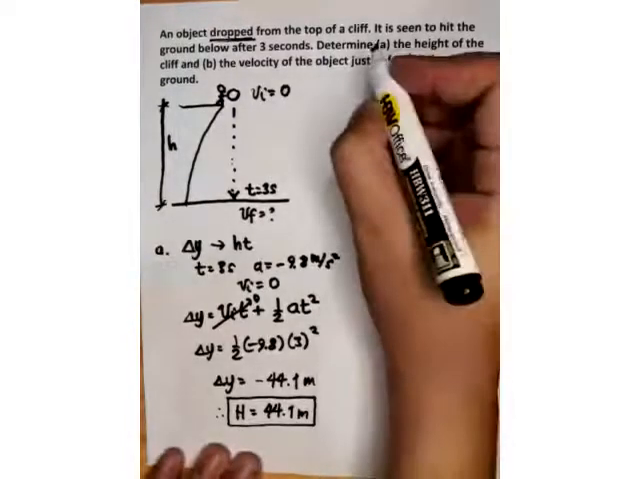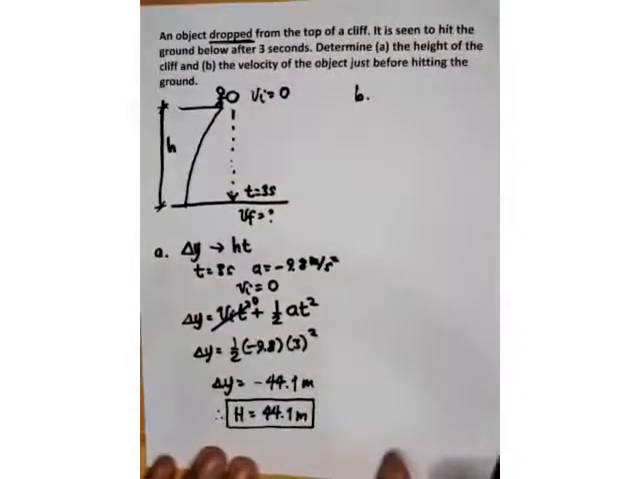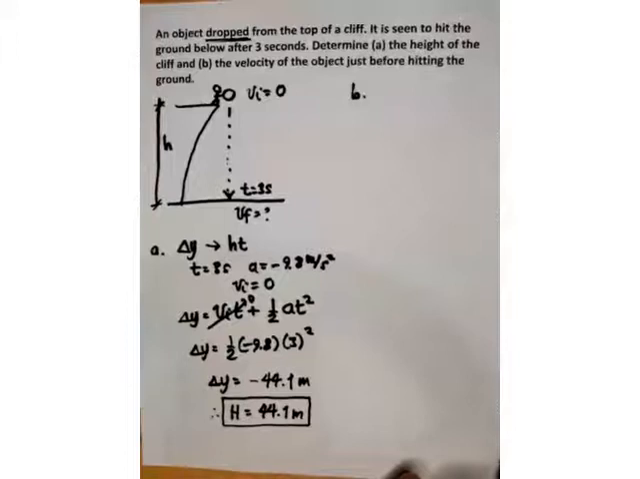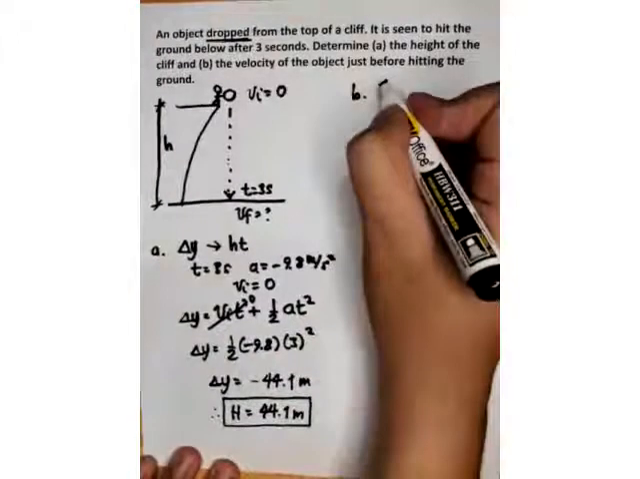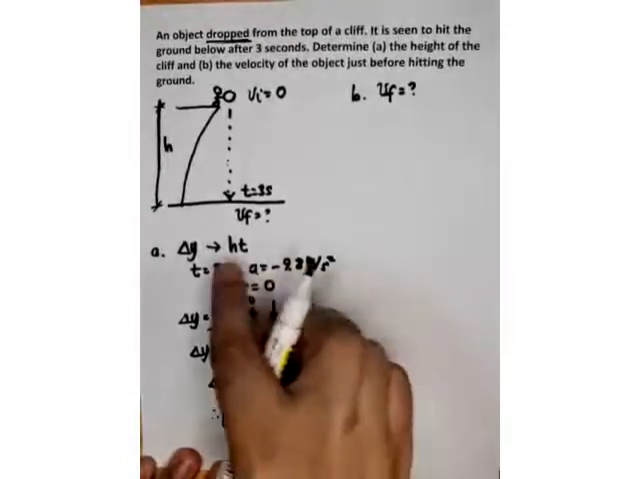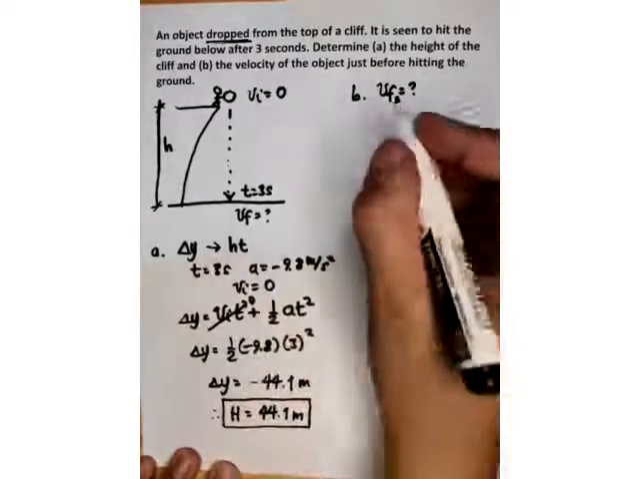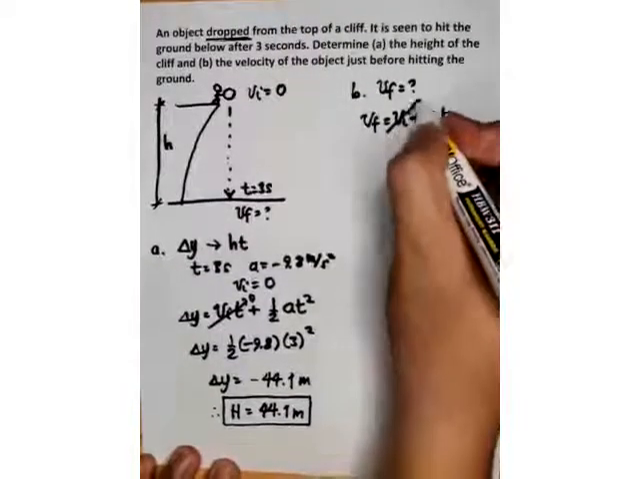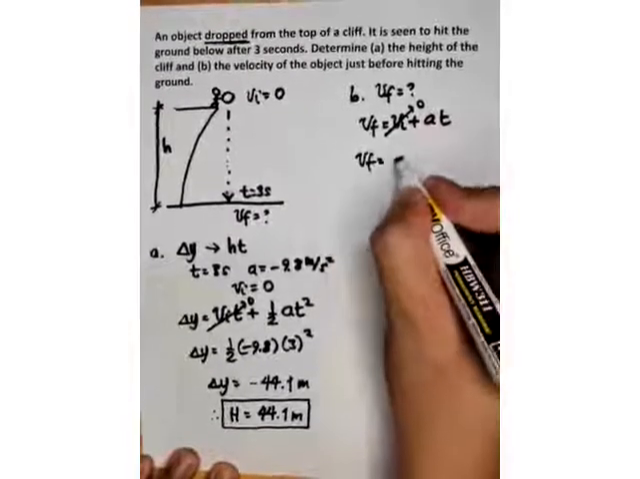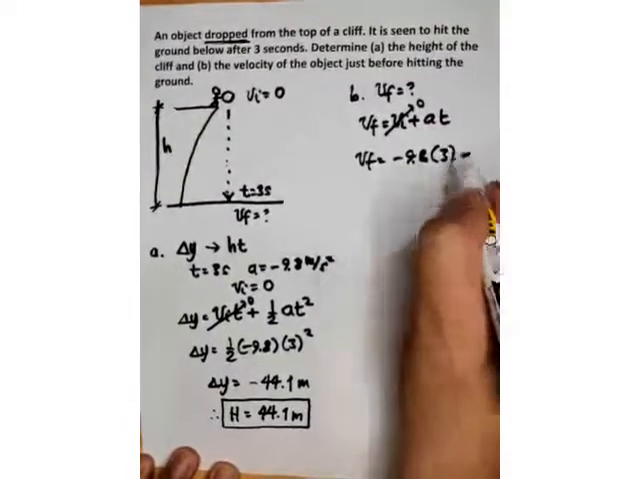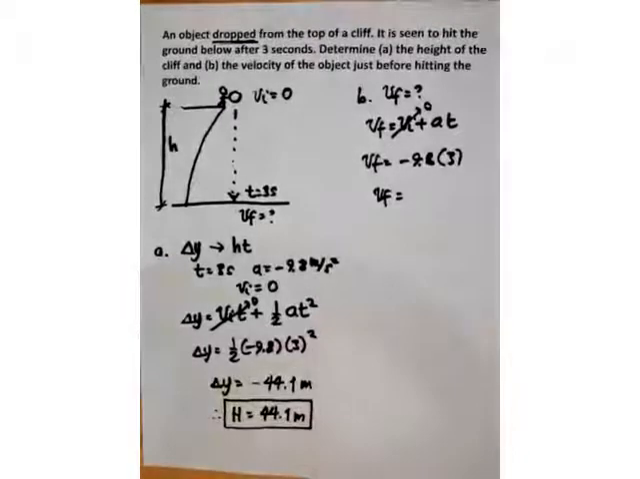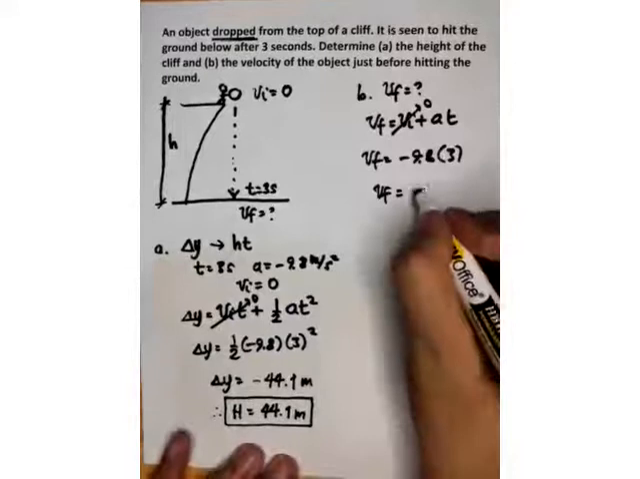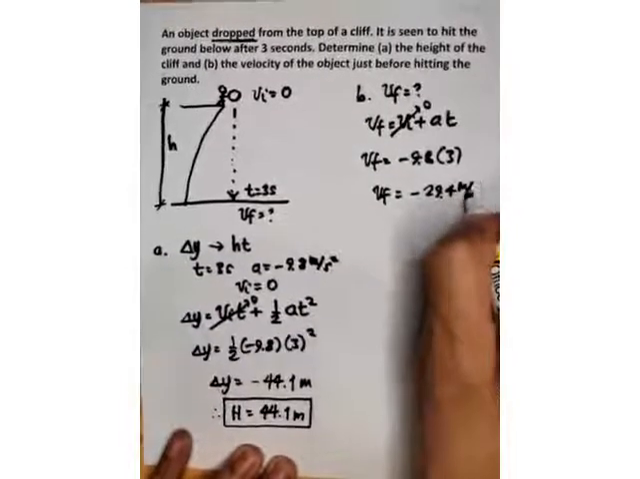Okay? Letter B. What is the velocity of the object? So what is V final? Knowing all this, we'll just use V final is V initial plus a t. So initial is 0. So V final is equal to negative 9.8 times 3. So what's our V final? Okay, so negative 29.4 meters per second.